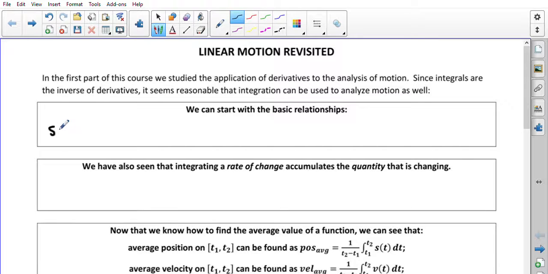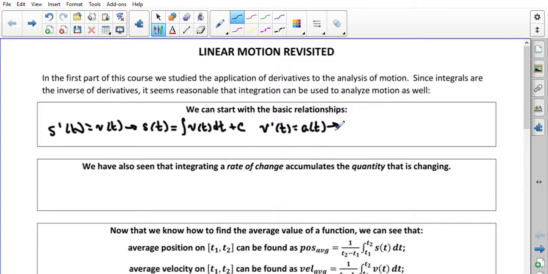So what are the basic relationships? We want to start with position, so we know that the derivative of position with respect to time is equal to the velocity with respect to time, and it follows then that we can find the position from the antiderivative of velocity. Okay, and I'm going to put plus c here, even though that would be part of this process, just to emphasize that we have that. The other one we want to look at is that the derivative of velocity is what we call acceleration, and therefore we can say that the velocity is going to be the antiderivative of acceleration. And again, I'll put the plus c there just for emphasis.